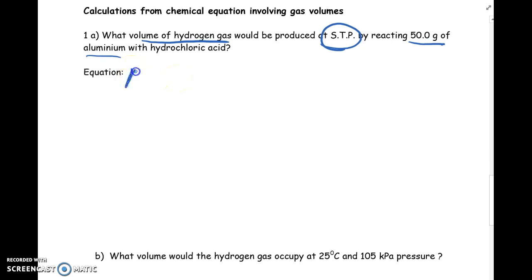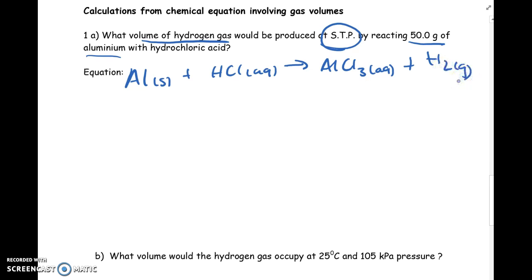So aluminium solid plus hydrochloric acid aqueous will give us aluminium chloride aqueous plus hydrogen gas. We're going to obviously have to balance it. So I've got one aluminium here, one aluminium here. I've got 3 and I've got a 2 here. So I'm going to need to have 6 hydrochloric to put 2 there, 2 there, and a 3 here. Our known is aluminium and our unknown is hydrogen gas.